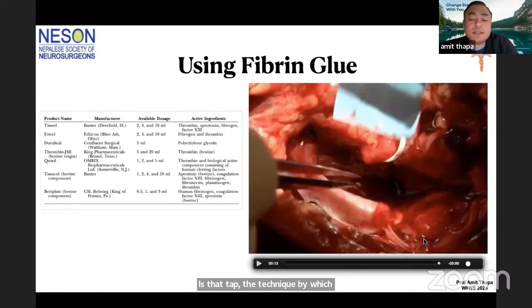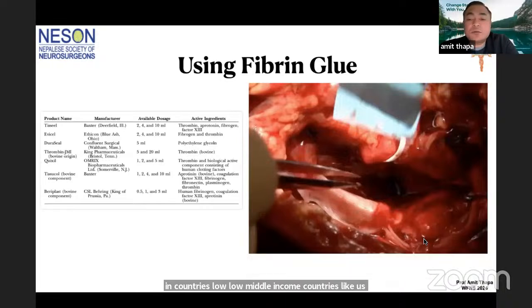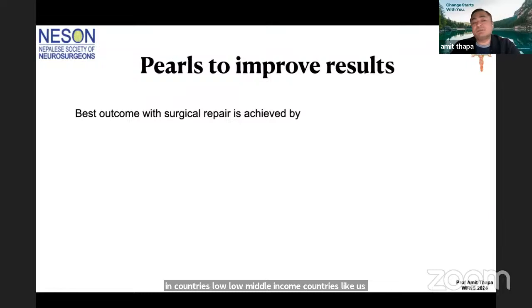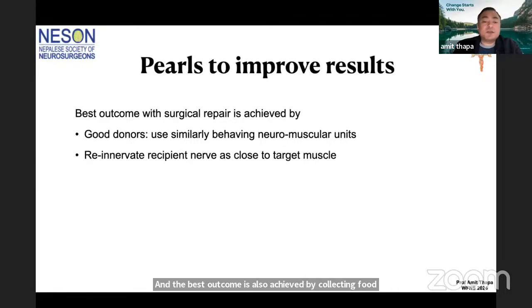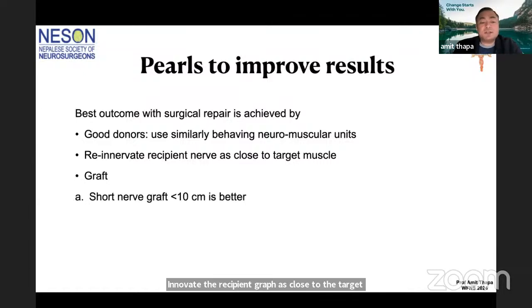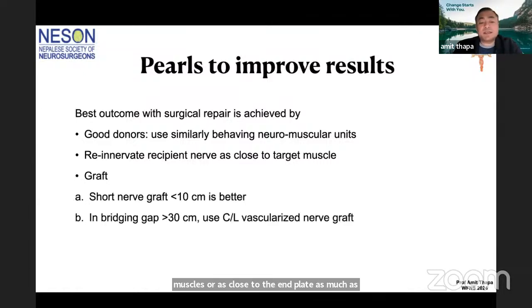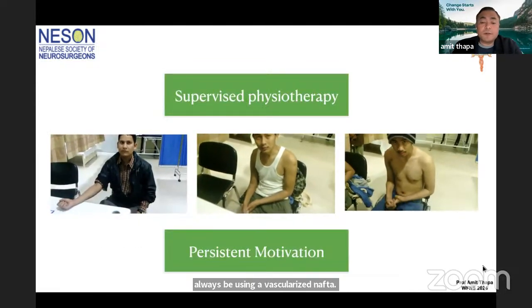However, in low and middle income countries like ours, glues are not very readily available, so we go for microanastomosis as much as possible. The best outcome is also achieved by selecting good donors, ones which have similar neuromuscular units, and re-innervate the recipient as close to the target muscles or the end plate as possible. Whenever using a graft, a short nerve graft of less than 10 centimeters is better. If the gap is more than 10 centimeters, you should always use a vascularized nerve graft, and the graft should be almost 20% longer.